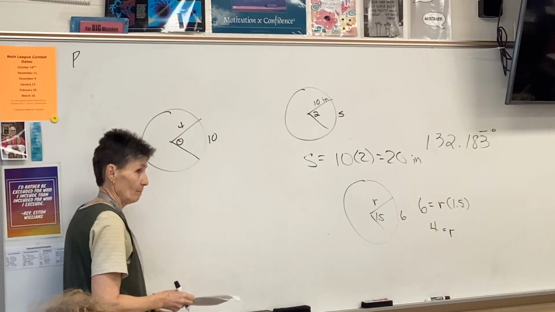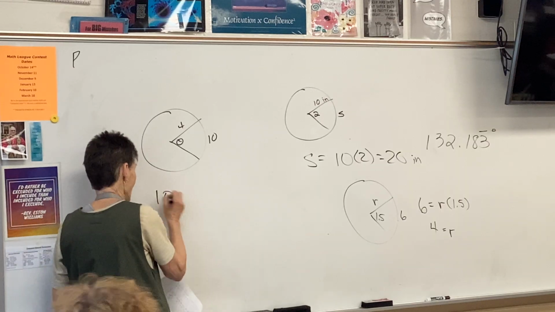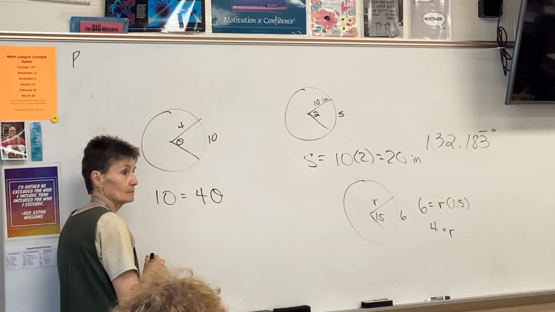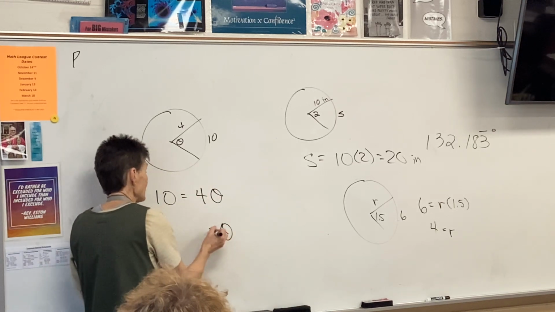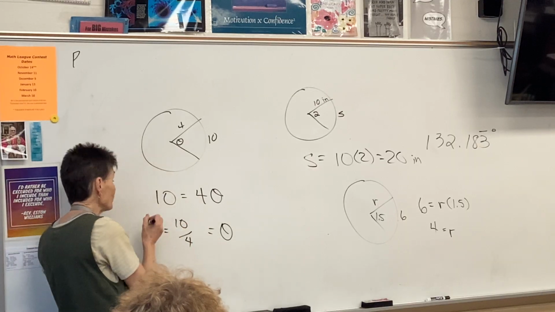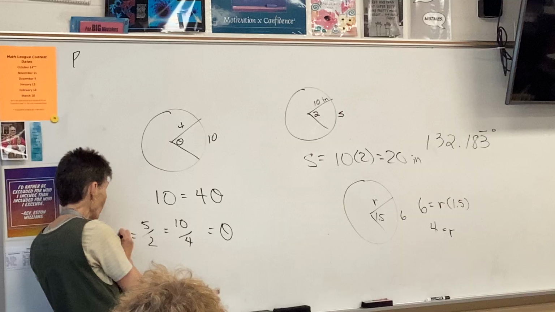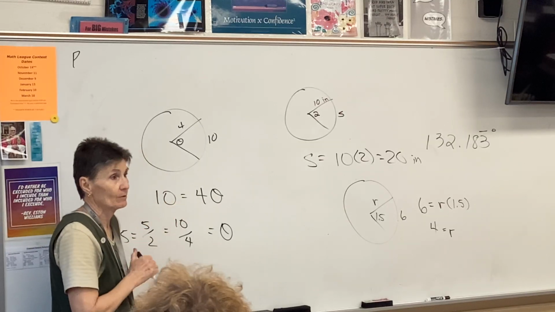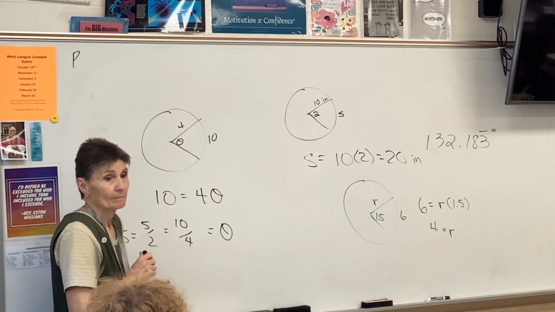You and your partner said 10 equals 4 theta. So theta equals 10 fourths, which will reduce to either 5 halves or 2.5, depending on whether you're using a calculator. You good?